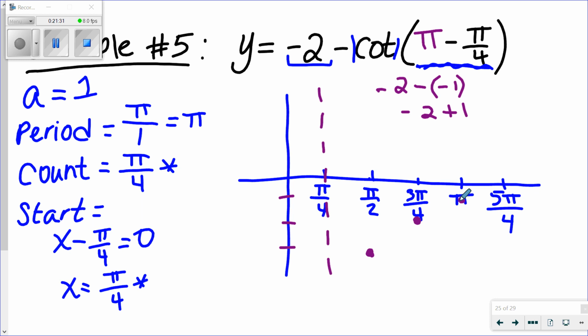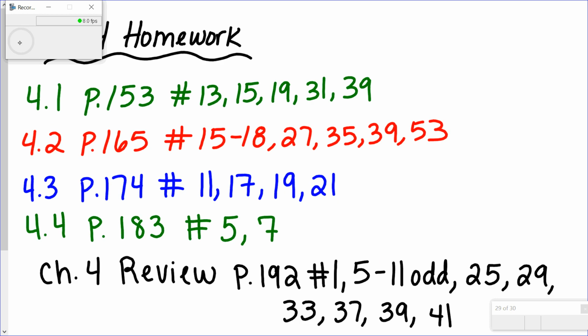And last but not least, I'm not going to write it out, but if I plug in 5 pi over 4, I'm looking at the cotangent of pi, which is undefined, which means we've got another vertical asymptote there. Again, curving towards the asymptote. On the left, it's going to go down towards the asymptote. On the right, it's going to go up towards the asymptote. And that was our last example.